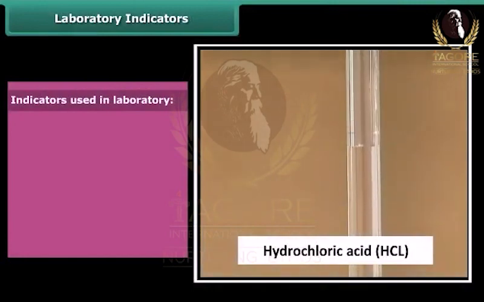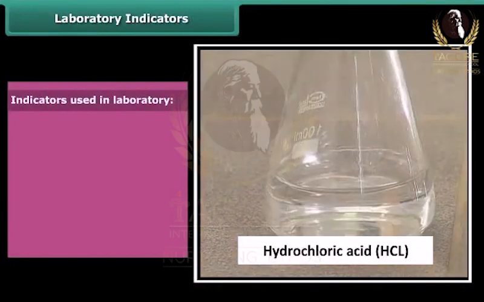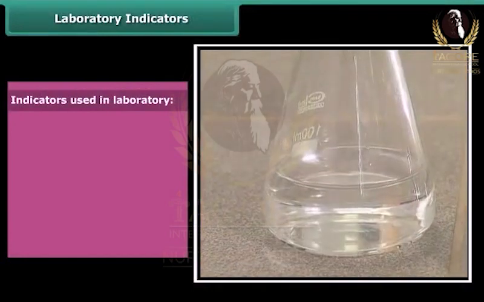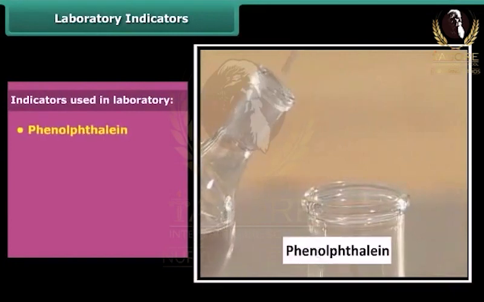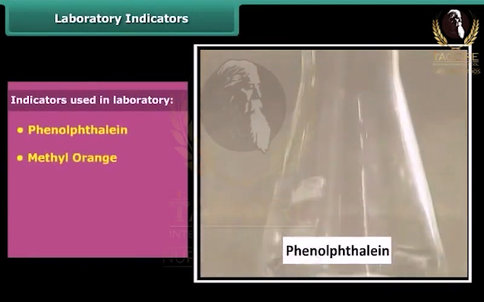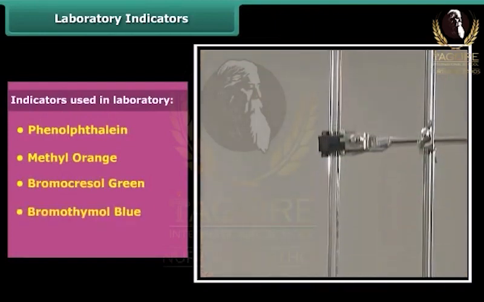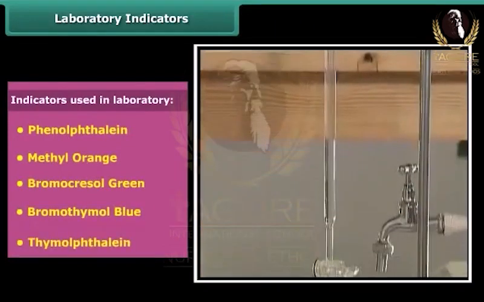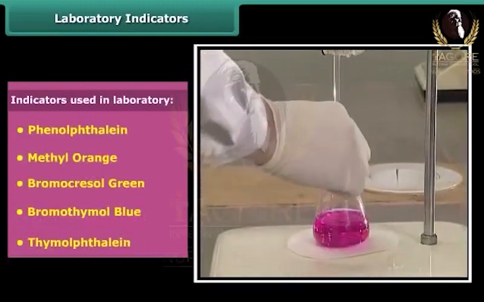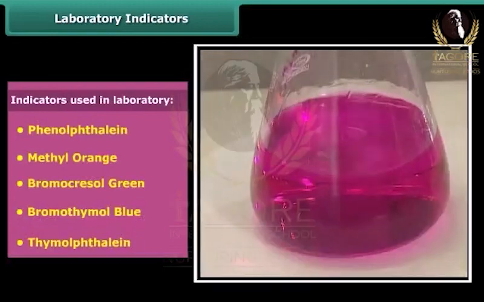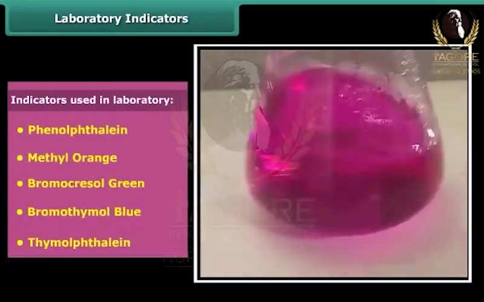Let us perform a simple experiment. Take some hydrochloric acid in the beaker. Then add some phenolphthalein to it. Now add sodium hydroxide drop-wise to this solution with continuous stirring. After some time, the pink color slowly appears in the solution. When we add more sodium hydroxide, the pink color becomes brighter.